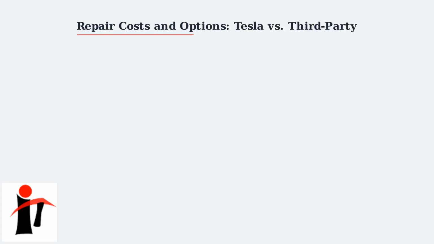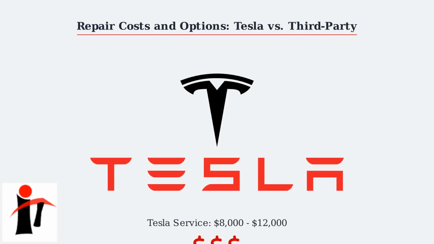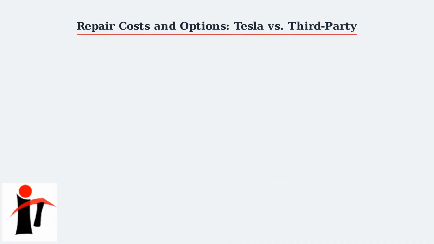When repairing a Tesla Model S inverter outside of warranty, Tesla service centers charge between $8,000 and $12,000 for the replacement, which includes labor and a new integrated drive unit. Third-party repair shops offer the same fix for $3,000 to $7,000, but choosing this option may void your Tesla warranty.